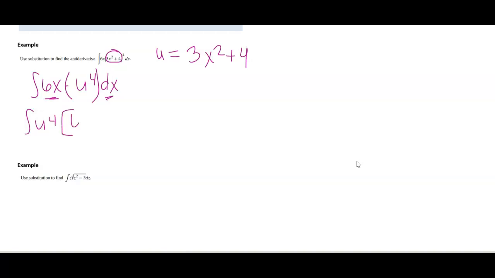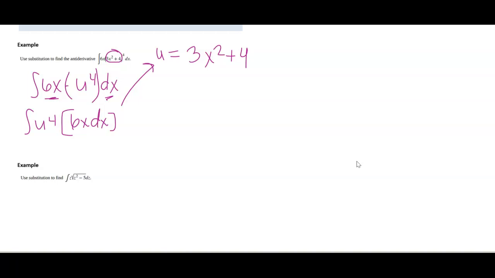So I'm going to let u be equal to 3x squared plus 4. And so when I rewrite this integral, I have 6x times u to the 4th dx. Well, I need everything to be in terms of u. I don't need these extra pieces here. I want to now integrate this with only u's in there. So I'm going to rewrite this as u to the 4th, and then I'm going to write this together as 6x dx. And I need to figure out, in terms of u, what could I write instead of 6x dx?